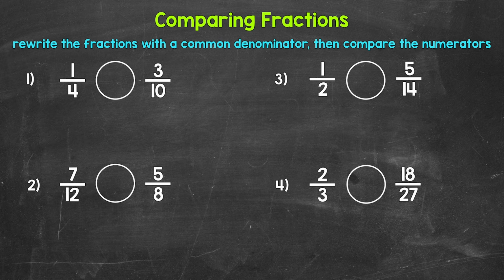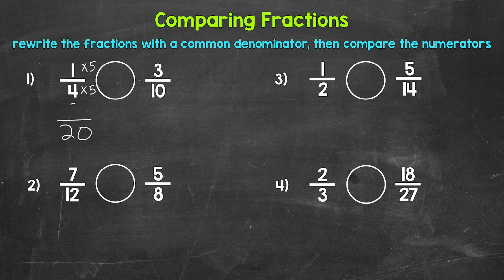So for number 1, our denominators are 4 and 10. The least common denominator for 4 and 10 is 20. So let's rename these fractions with that denominator of 20. Let's start with 1/4. So how do we get that denominator of 4 to equal 20? Well, 4 times 5 equals 20. Whatever we do to the denominator, we must do to the numerator in order to keep this equivalent.